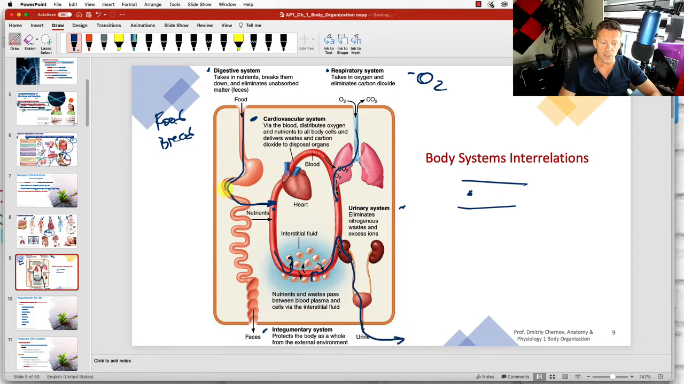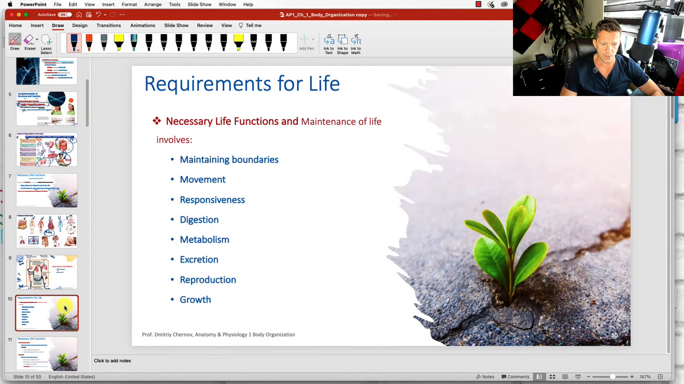Or something that your body is not able to digest, to break down, to absorb and put in blood, that will become waste. So something that your body is not able to digest or absorb will become feces. So this is just a simple example of how those systems communicate with one another.